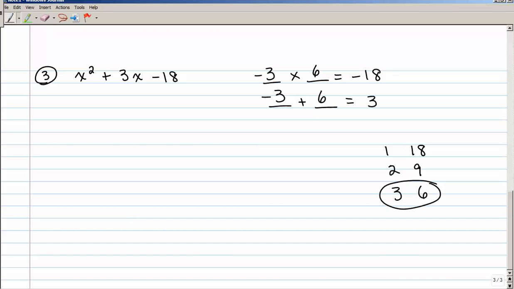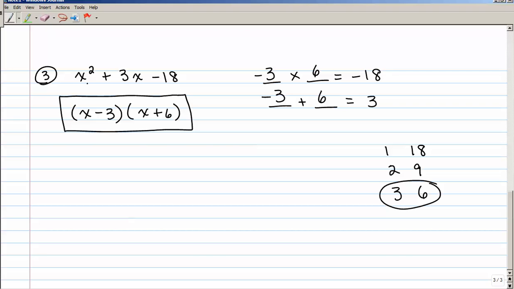And now I'm going to take the negative 3 and the positive 6 and put those directly into parentheses: x minus 3, x plus 6, and it doesn't matter which one I list first. I could have put my x plus 6 first and then my x minus 3. And that's the factored form of x squared plus 3x minus 18. And if you'd like to, you can always check.